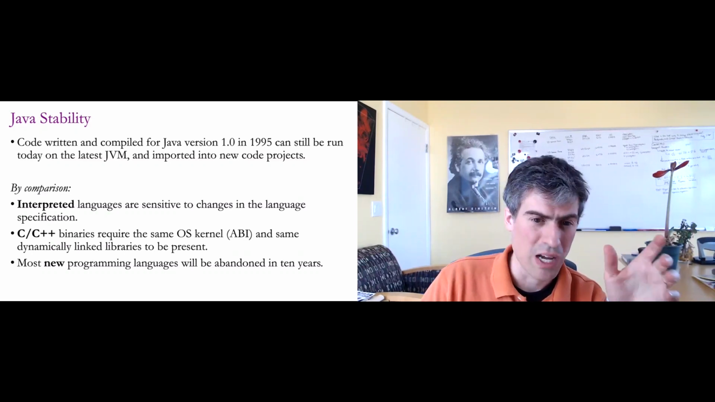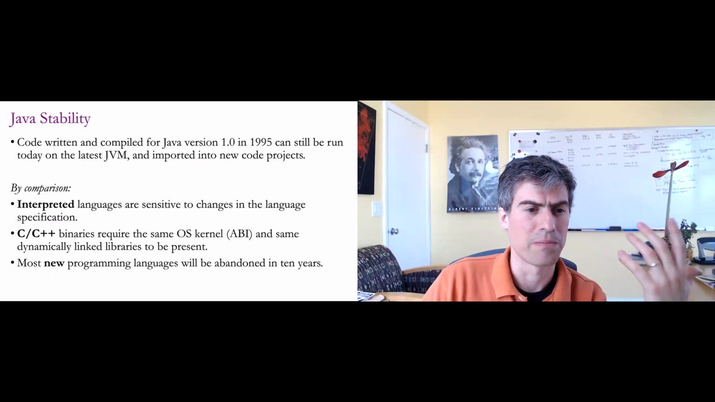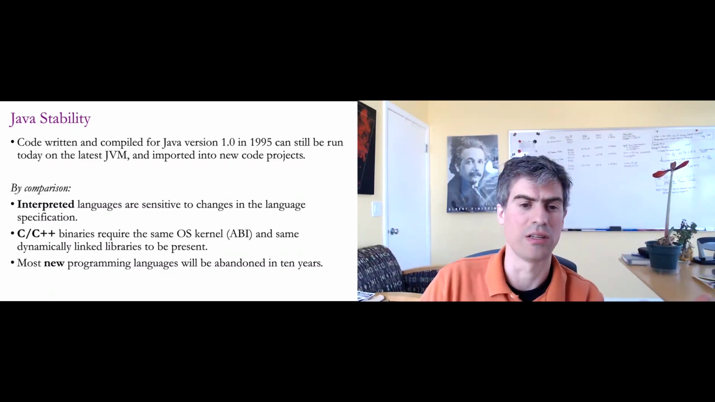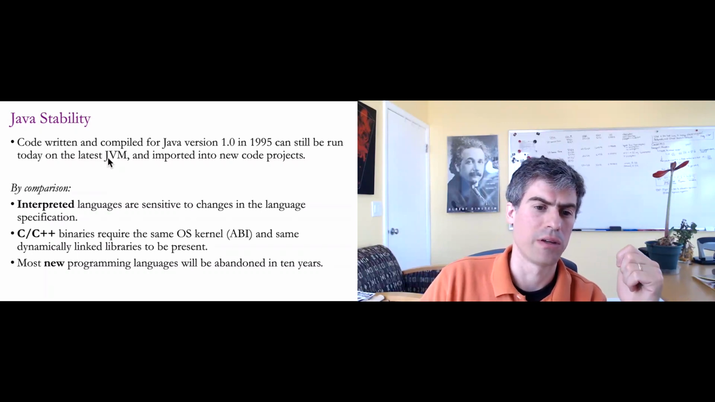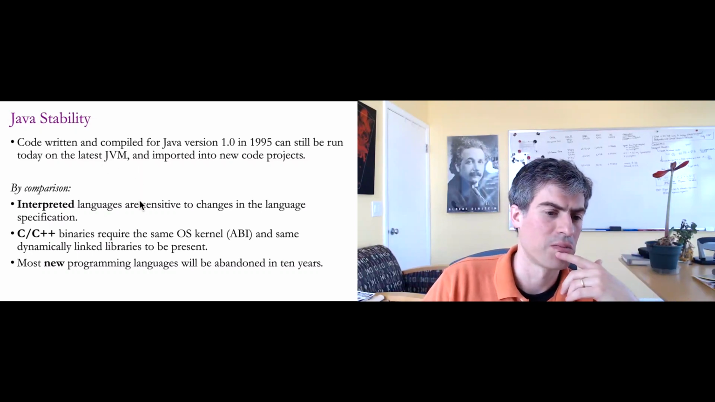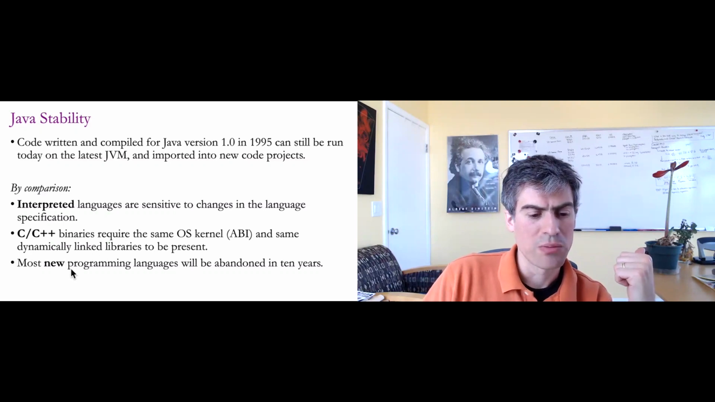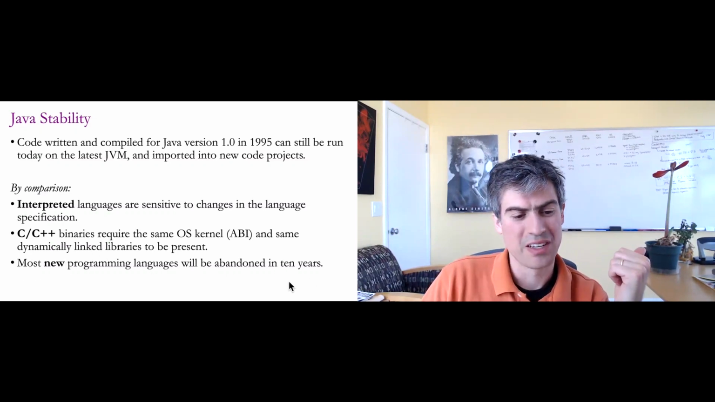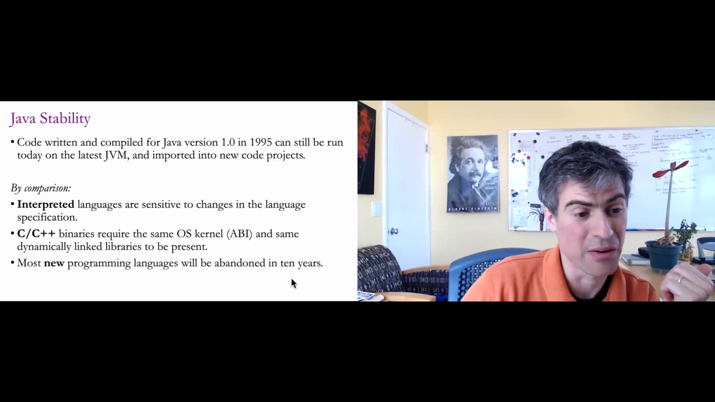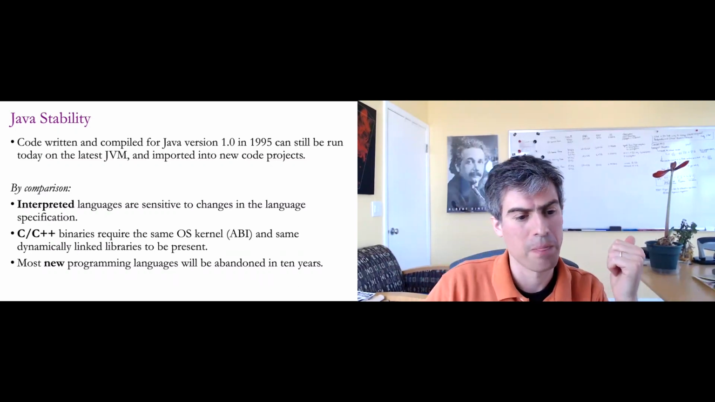I'm not sure. Java, on the other hand, like I said, it's been around forever. A lot of code's been written for it, so you can guess that in the future there's going to be support for running Java code, more so than pretty much any other language except maybe C or C++. All right, so yeah, most new programming languages are abandoned within 10 years. So Java's not one of those, so we know it's going to be around.